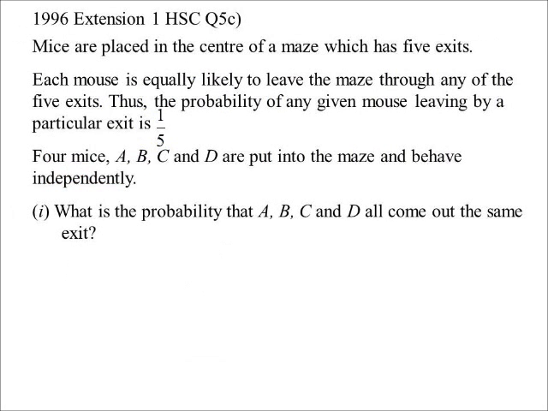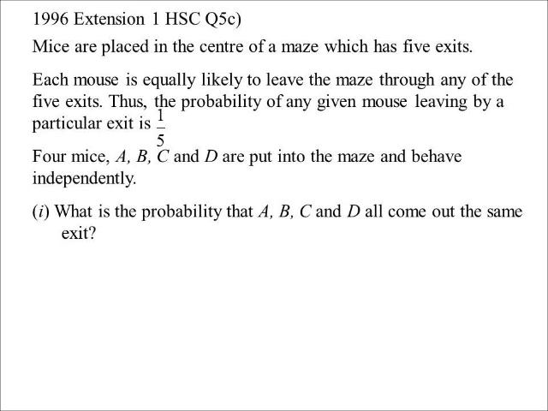Here's an HSC question from a while ago now. So mice are placed in a maze. The maze has 5 exits. Each mouse is equally likely to leave through any of those 5 exits. Thus, the probability of a mouse going out a given exit is 1/5. 4 mice, conveniently named A, B, C, and D, are put in the maze and behave independently. What's the probability that A, B, C, and D all come out the same exit?